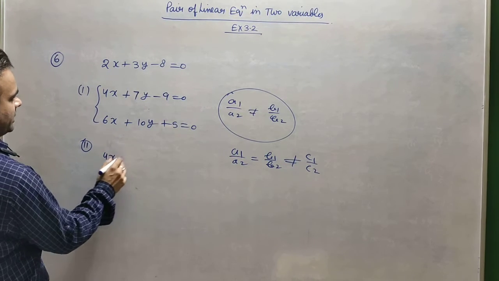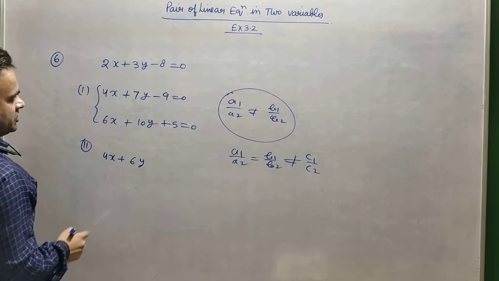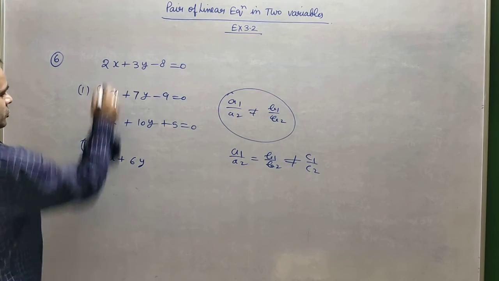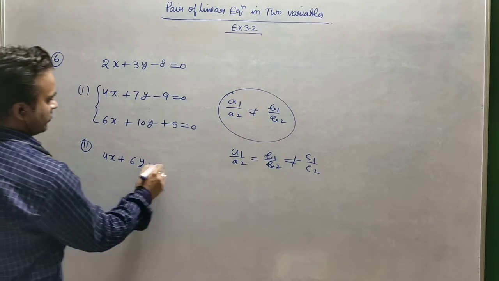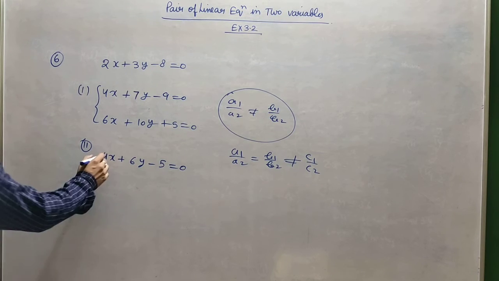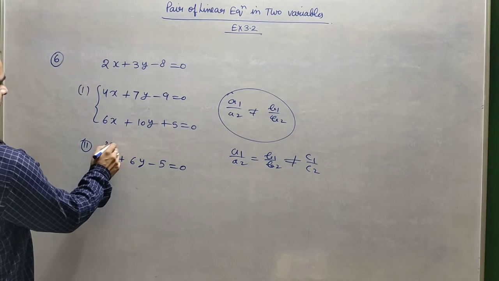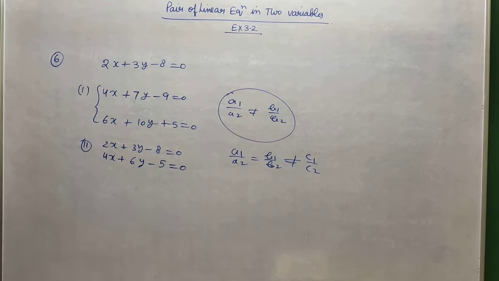Suppose I am putting here 4x. So I have to put here 6y so that they both can be equal in the ratio. Right? So 2 2s are 4, 3 2s are 6. But in this case we cannot put here 16. So what will we put here? Some other value. So this particular value will make this equation have no solution, or parallel lines.